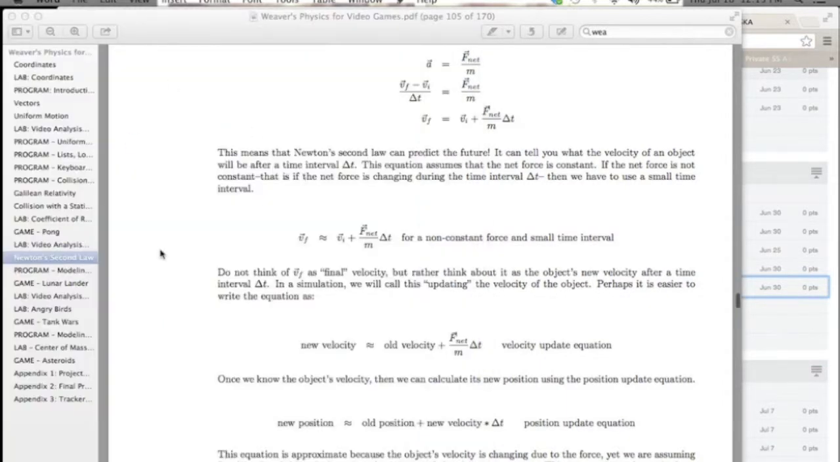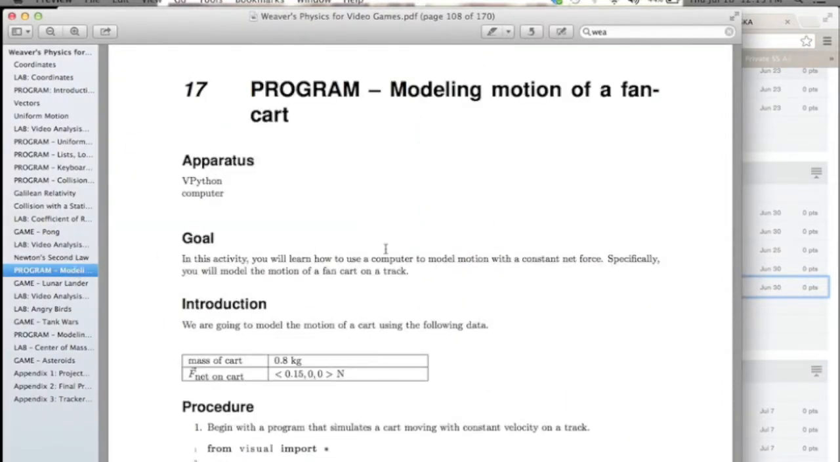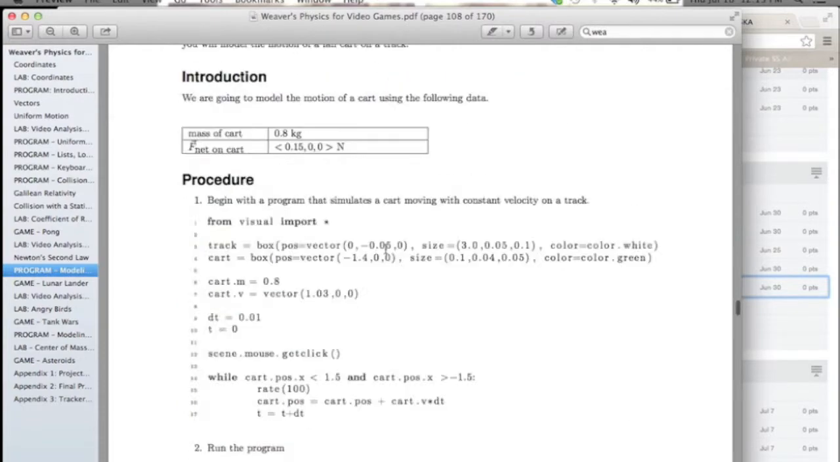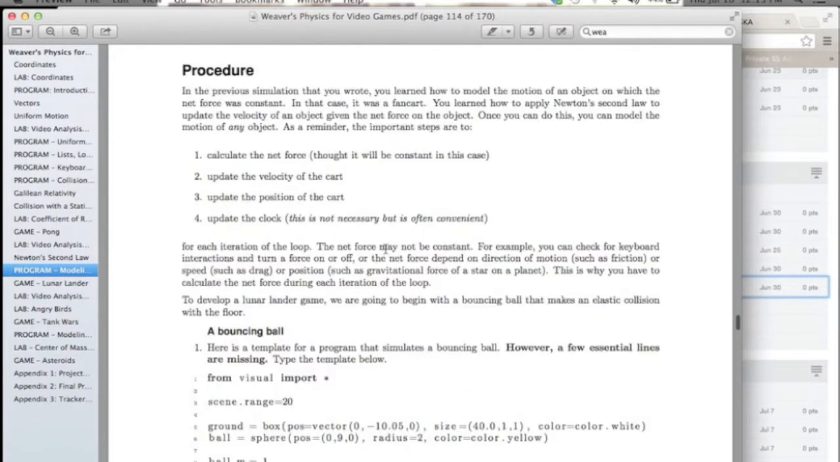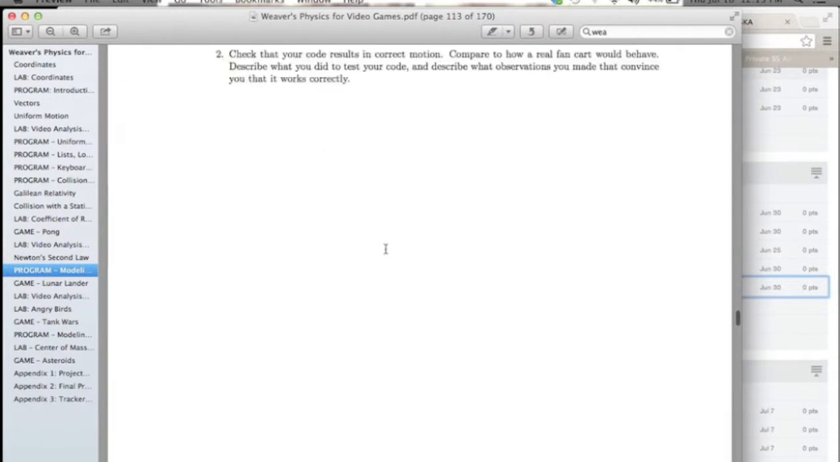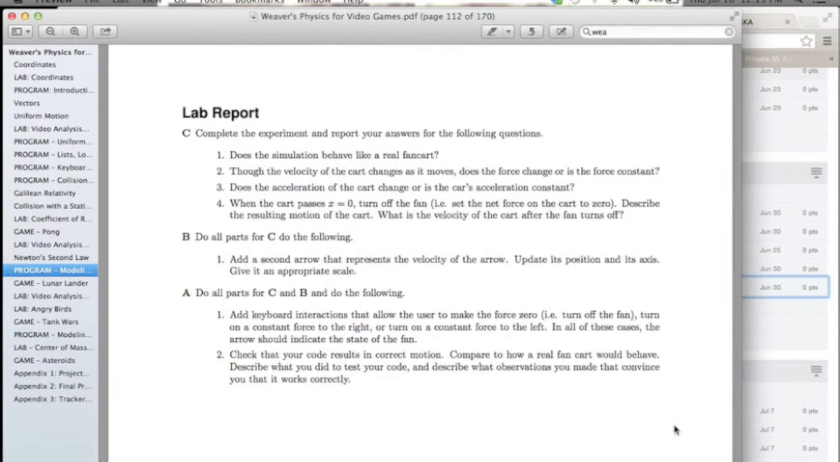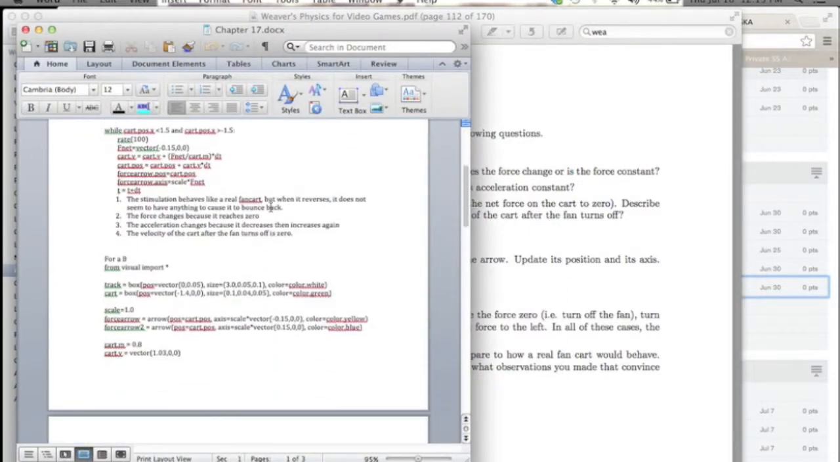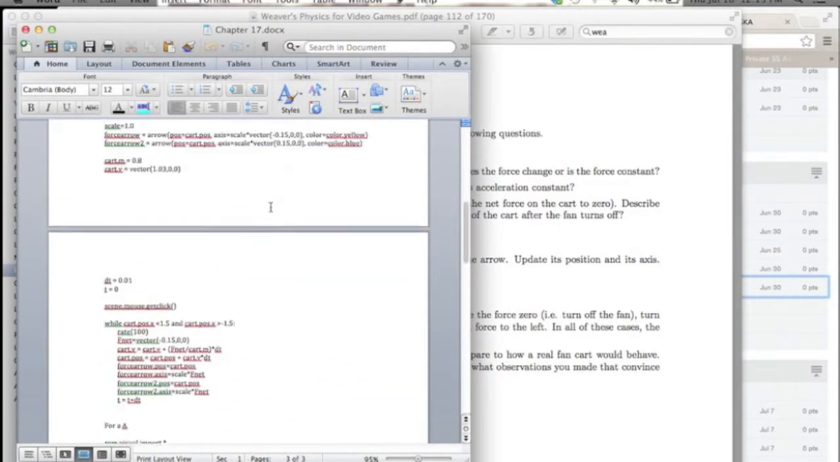And then we go into chapter 17, where we model the motion of a fan car, and we went into programming. We also had to answer some more questions and finish off by incorporating keyboard interactions. And as you can see, here's the code from VPython.